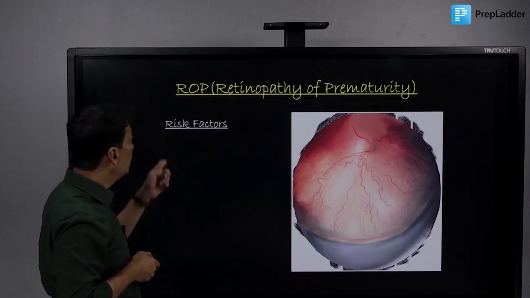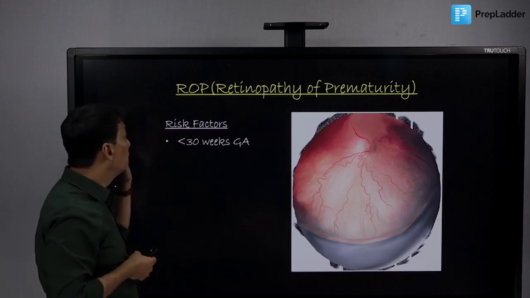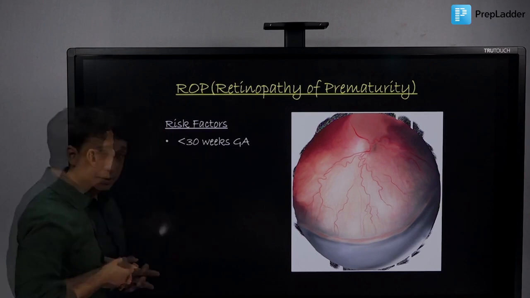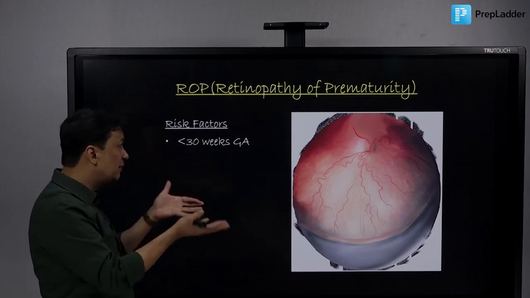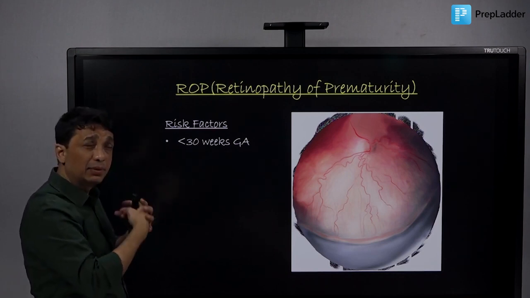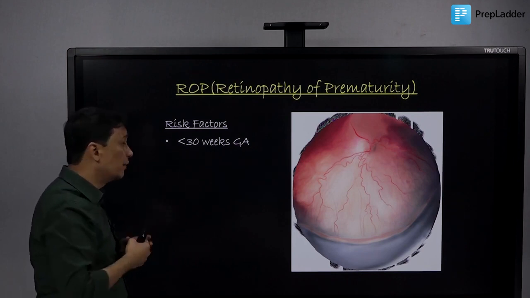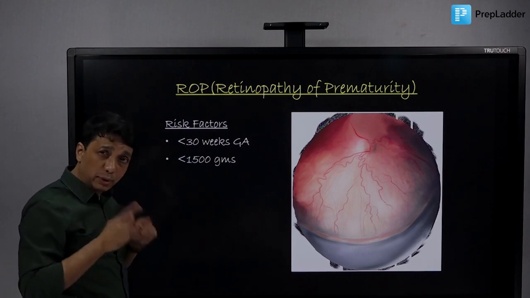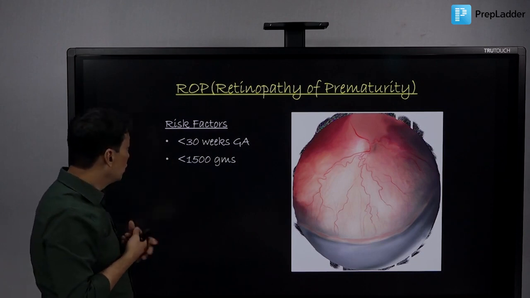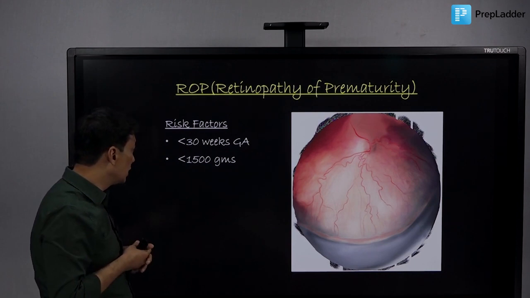So this is a child, the first and foremost is a premature child, born less than 30 weeks. Remember, preterm is less than 37. So this child is very highly preterm, is it not? He is very majorly preterm, less than 30 weeks of gestational age. Another very important risk factor is the birth weight. This poor child is less than 1500 grams of birth weight.